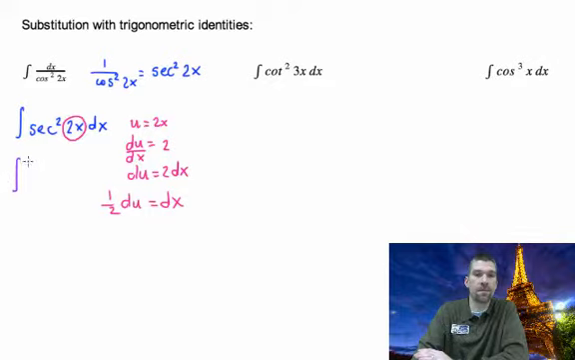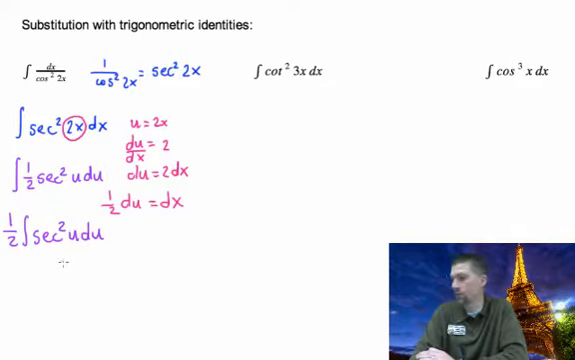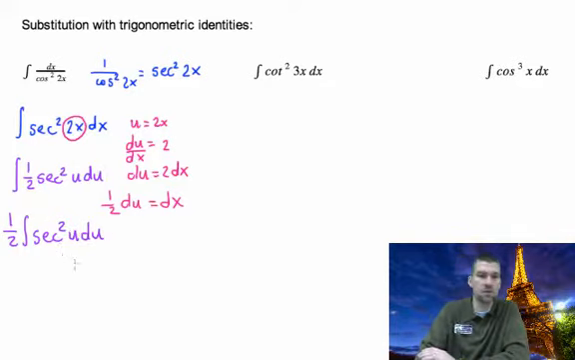1/2 of secant squared u du. Okay. Now, this one we can do. The 1/2, since it's a constant, can move in front of the integral. So it's 1/2 integral of secant squared u du. And secant squared is one that we know. In fact, it's on that little handy-dandy list of rule sheets. If memory serves correctly, it's tan u.